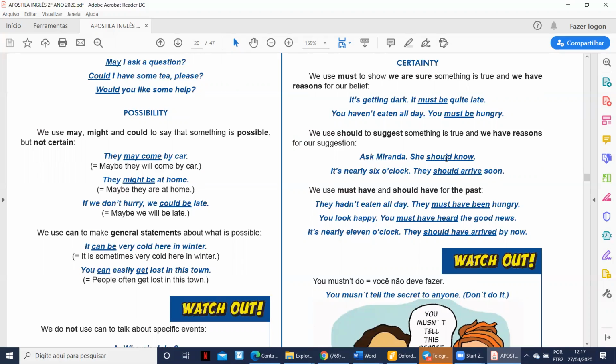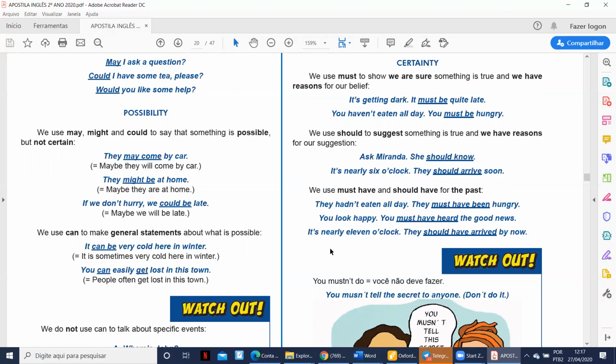We are suggesting that Miranda must know that. So we can use should for that. Oh, it's nearly 6 o'clock. They should arrive soon. We have reasons for believing that they are going to arrive soon. Okay?